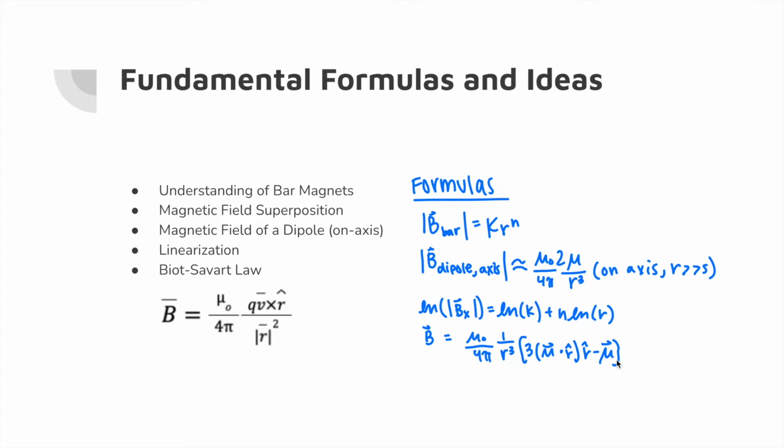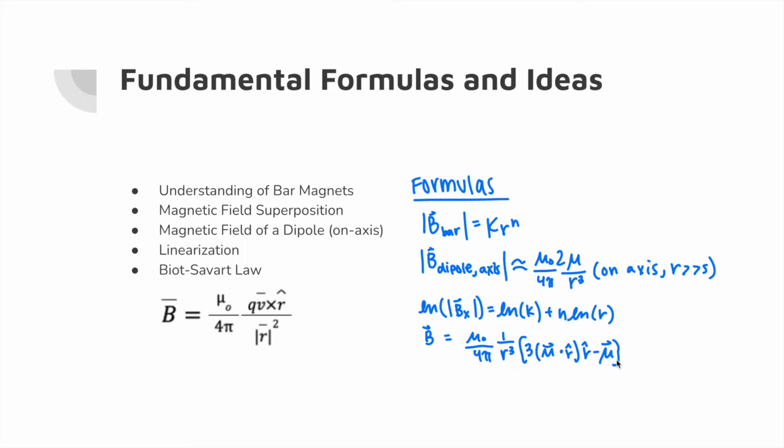Here is a look at the fundamental formulas and ideas used in the lab. First, we have to understand that a bar magnet is treated as a magnetic dipole. So we need to know the magnetic field of a magnetic dipole on its axis and know the magnetic fields could be superposed. We also will need to know how to linearize data in this lab.